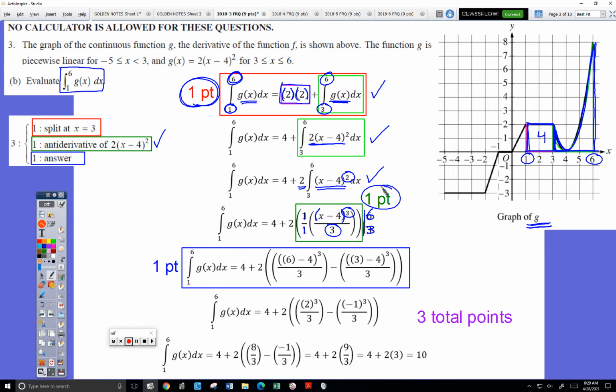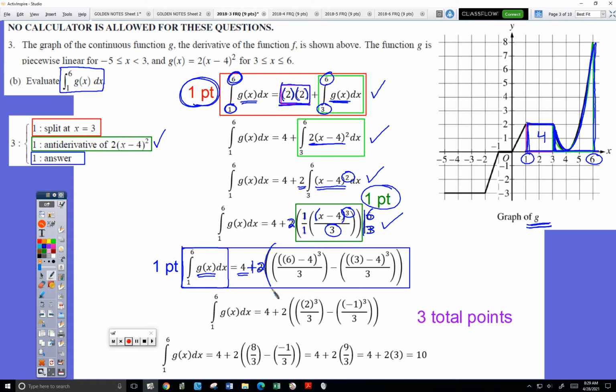Now all I have to do is plug in the limits into my antiderivative. So I say that the integral, again, make sure you're using the equal sign. The integral from 1 to 6 of g has to equal 4. That's carried all the way from here. Just keep using the equal sign. Plus, here's the 2 that I pulled out.